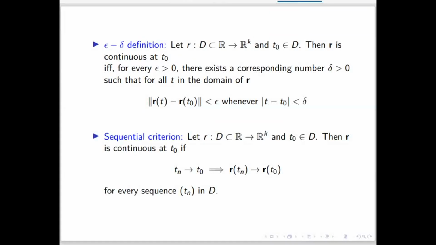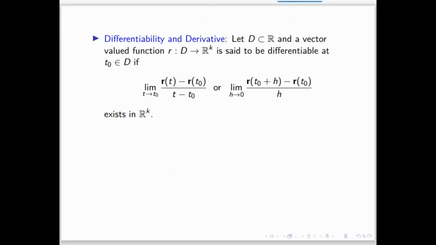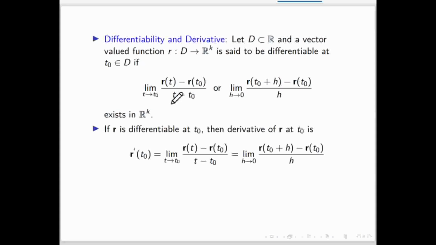When will you say the function is differentiable? Checking differentiability is the same as finding this limit. And you know how to find the limit in a vector valued function. It is again component wise. So differentiability is again component wise. If this limit exists, then we'll say that R, this vector valued function, is differentiable at point t naught. Or you can check the limit of R(t naught plus h) minus R(t naught), divided by h. If this limit exists, then we'll say that it is differentiable, and that derivative is nothing but R dash t naught.